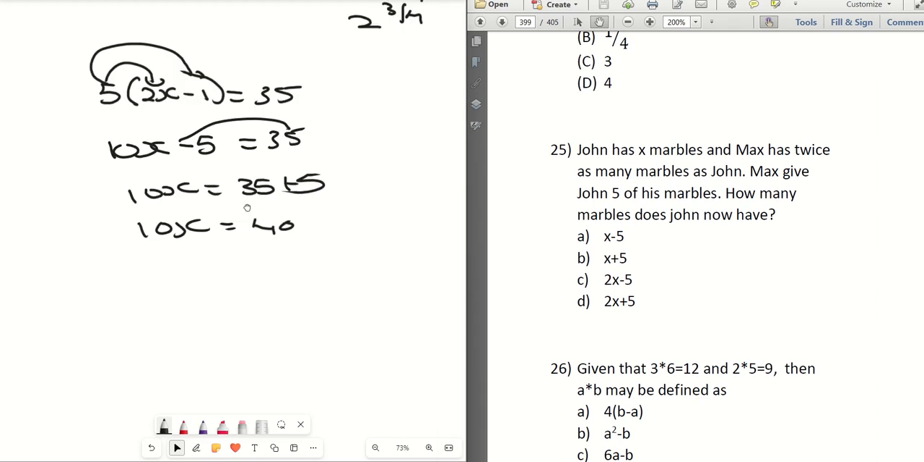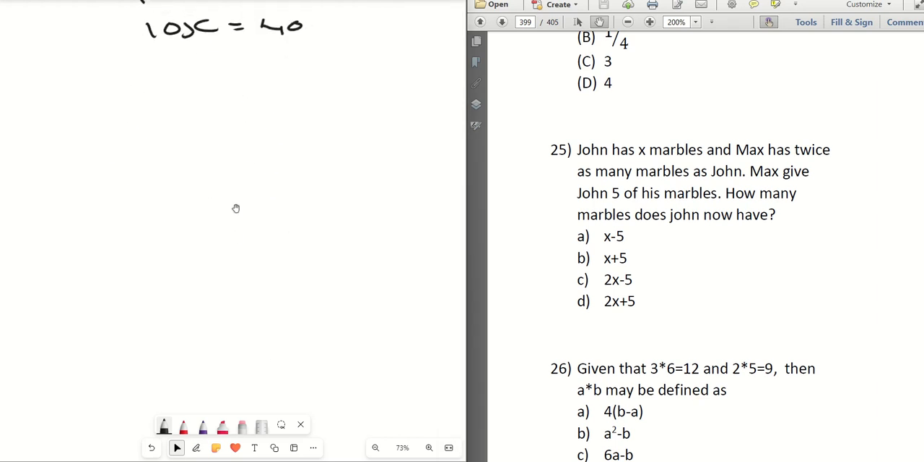Number 25. John has x marbles and Max has twice as many as John. So John is equal to x. Max is equal to 2x because they say twice as many. Max gave John 5 of his marbles. How many marbles does John have now? Okay, he just gains 5 more, so it will be x plus 5. So the answer is x plus 5, which is B. Right, nothing too complicated.